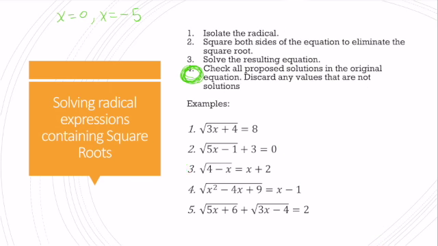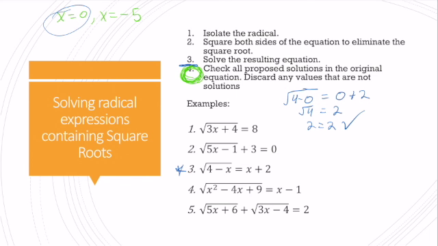Give us a little more room to work. Okay, friendly reminder, we're still working on problem 3. So I worked through up to step 3 and found that x equals 0 and x equals negative 5. Now I need to check these in our original equation. So let's start with x equals 0. If I have the square root of 4 minus 0 equal to 0 plus 2, I get the square root of 4 equals 2, so 2 equals 2. Awesome. So x equals 0 is a solution.